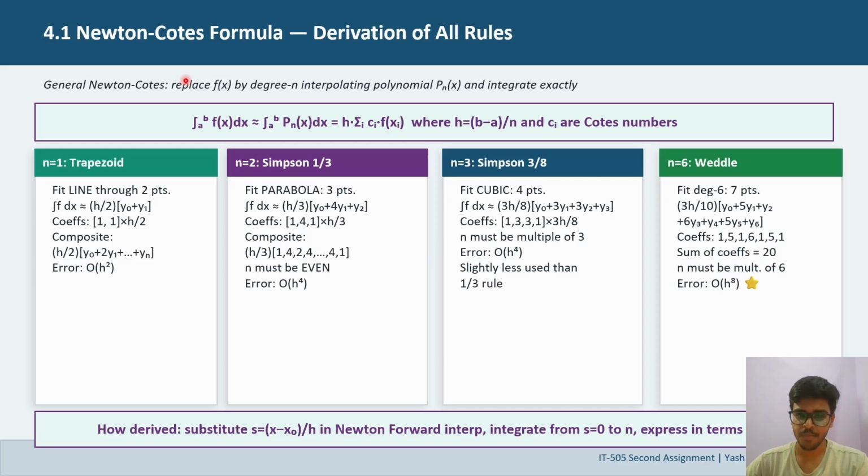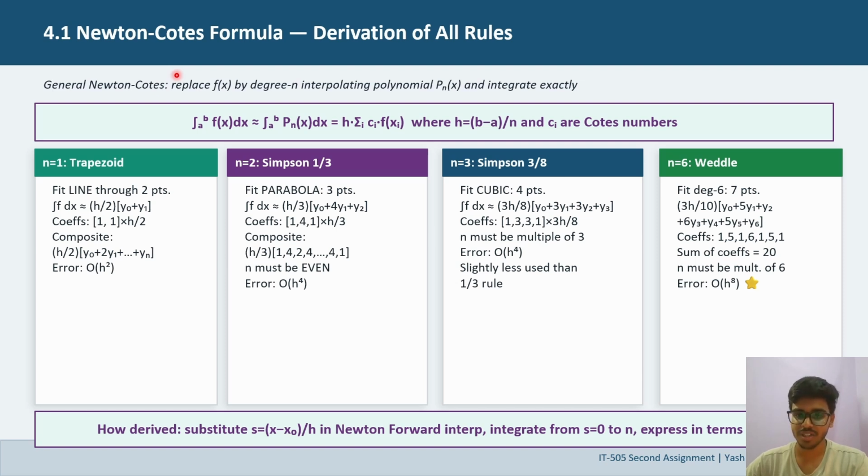Newton-Cotes formula. The basic idea is simple. First, approximate the function using interpolation polynomials, and then integrate those polynomials exactly. The general Newton-Cotes formula is: integral from a to b of f of x dx is approximately equal to h times summation c i into f of xi, where h equals b minus a divided by n.